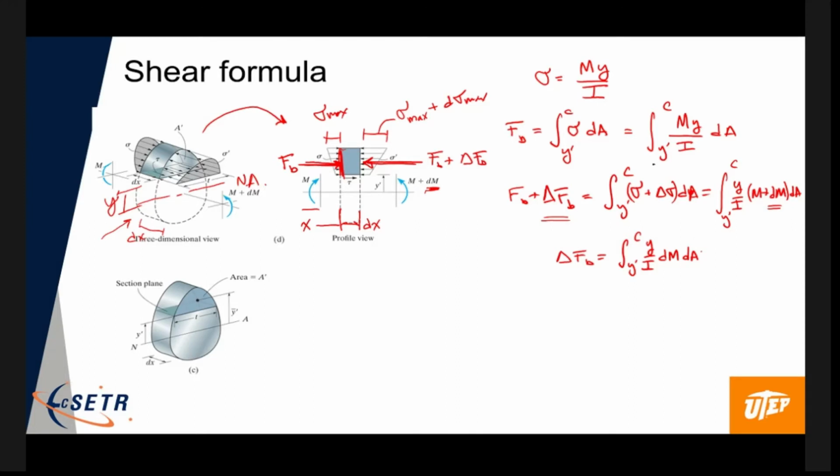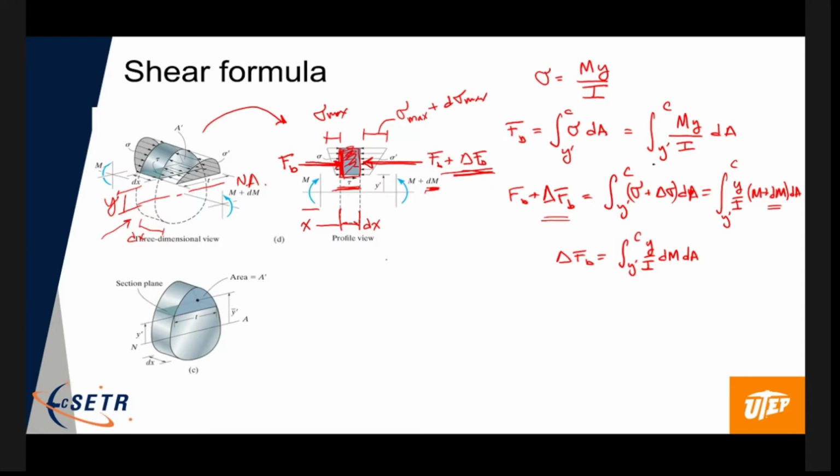Now, that means that there's a net force acting on this body that wants to move it. Assuming the moment increases as we go to the right, this delta F, this change in force due to the change in the bending moment, wants to push this element to the left. So obviously that has to be kept in equilibrium. What resists that is a shear force down here on the bottom.